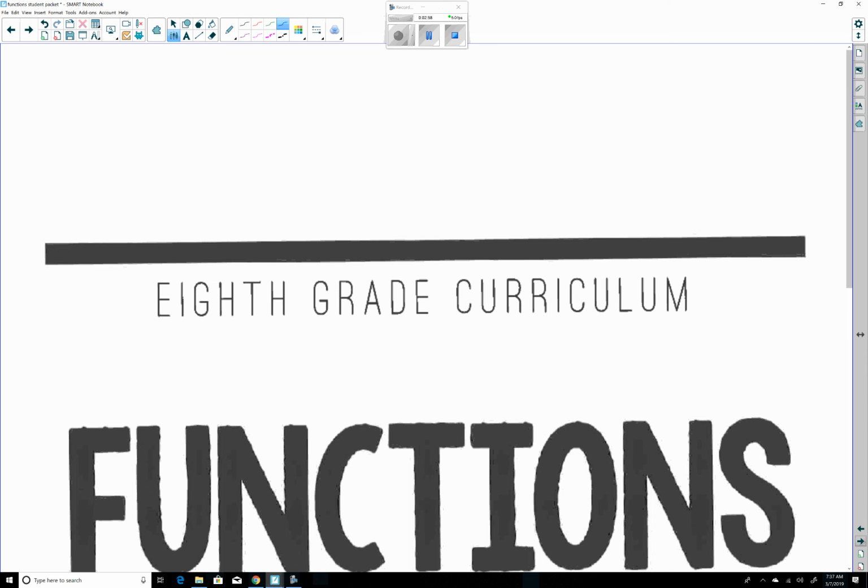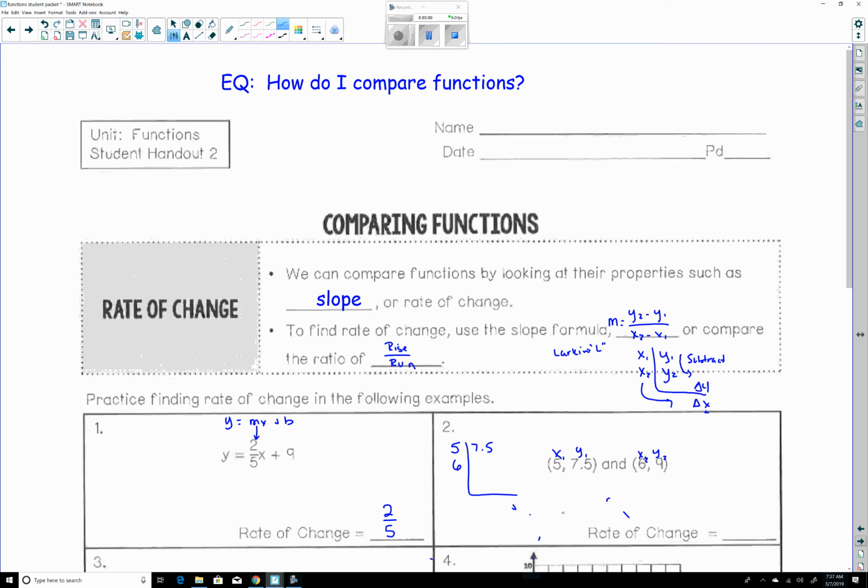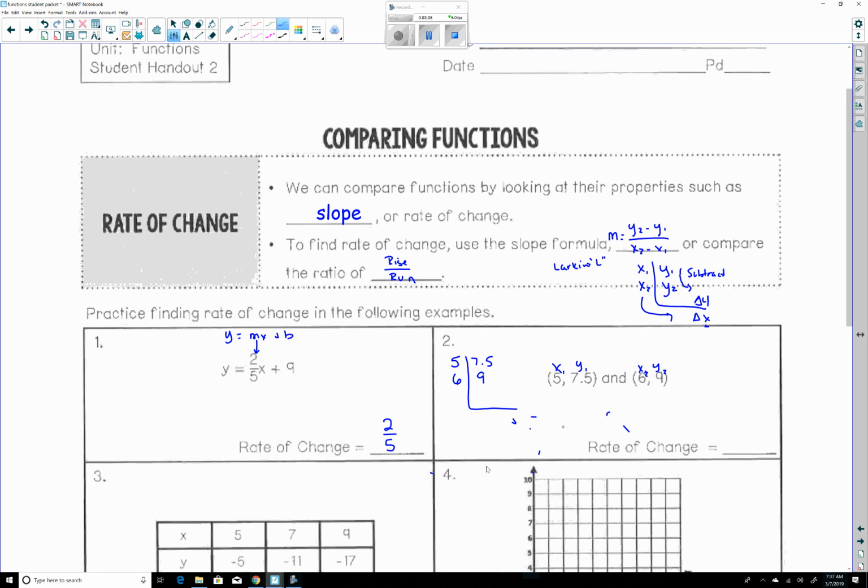Ooh, I don't know why that happened. I'm going to subtract. Oh boy. I must be hitting something that's making it go a little goofy for me.